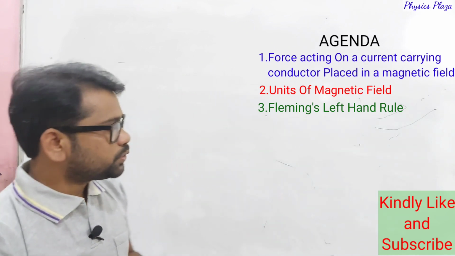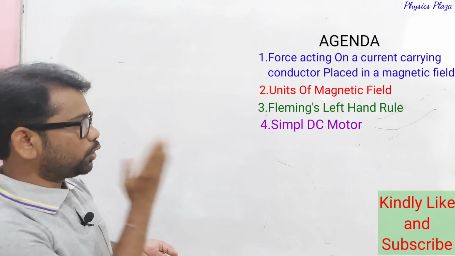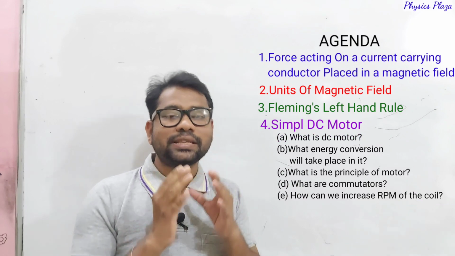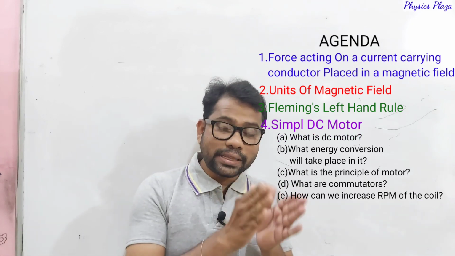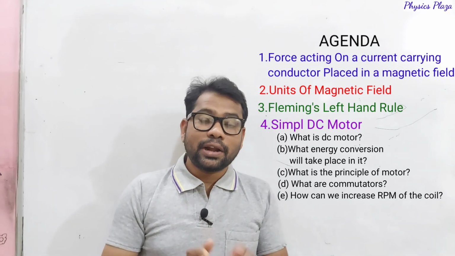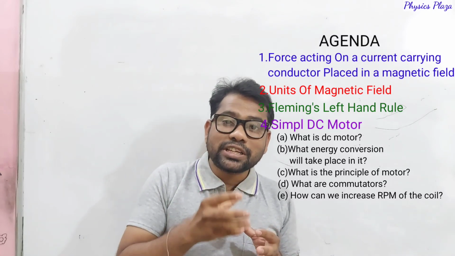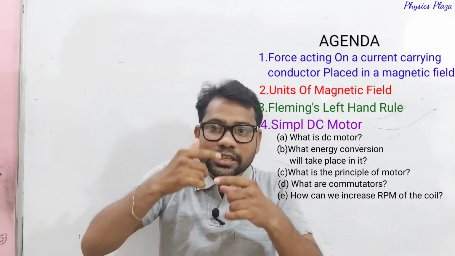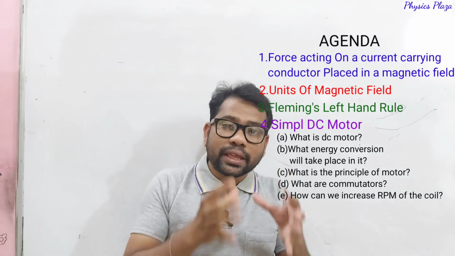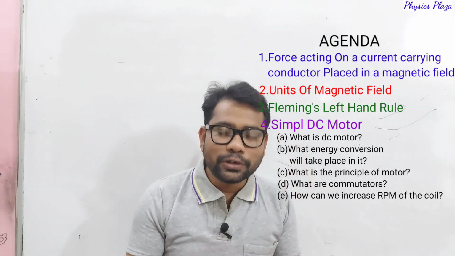Okay, fine. After completion of Fleming's left-hand rule, we are going to discuss the DC motor. Children, here is one very important thing which you have to remember. Under this DC motor, we will discuss what a DC motor is, what energy conversion takes place in a motor, what the principle is, and how we can increase the RPM, that is the rotations per minute, how we can increase the speed of the coil in an electric motor. But children, the working and the construction are not in the syllabus. We are not going to discuss that at all.